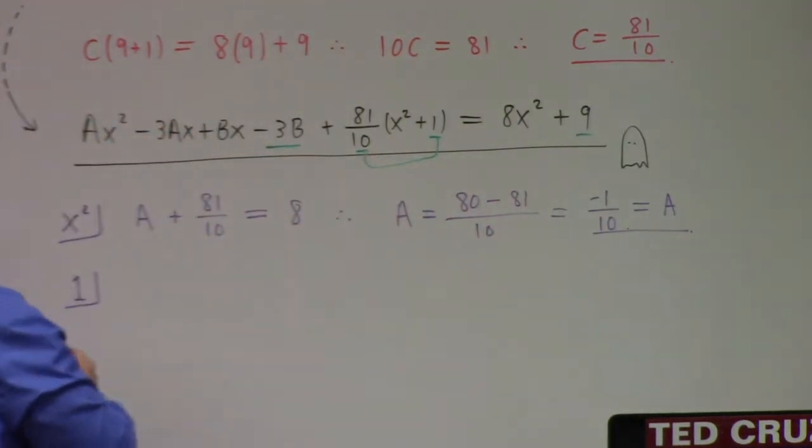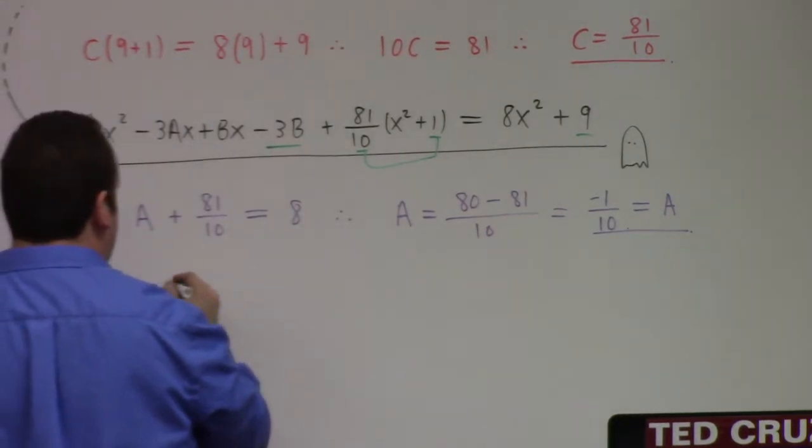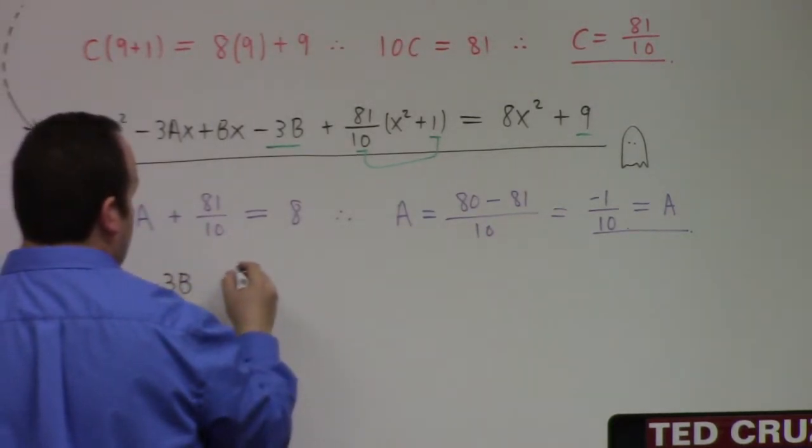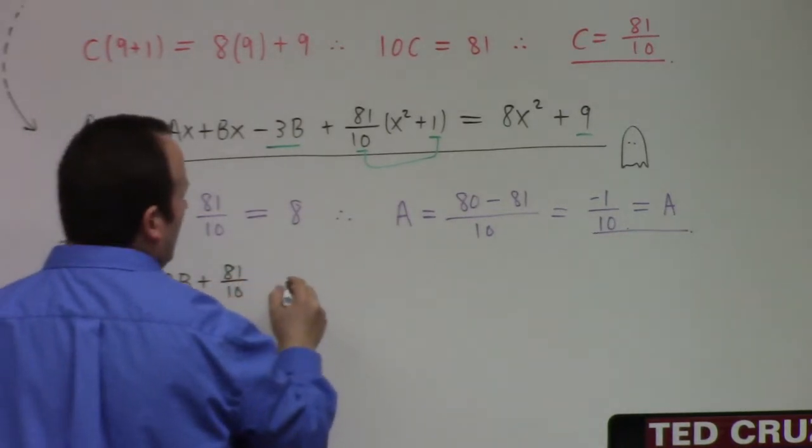And then on the other side we have a 9. So what do I have? I have something interesting, right? Because I've got minus 3b. b is what I'm after. I don't know that yet. Minus 3b plus 81 over 10 equals to 9.